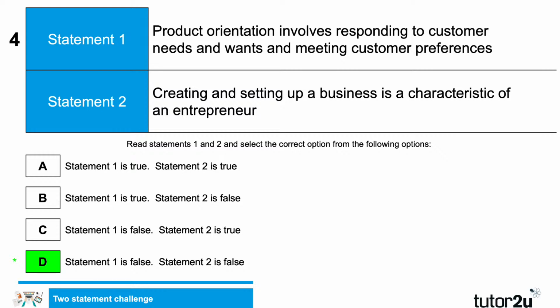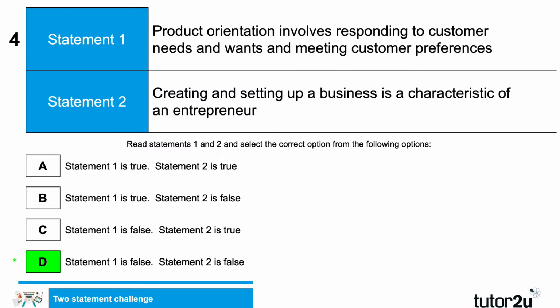That is market orientation. Now, the second statement, you need to be really, really careful with this. So, creating and setting up a business is not a characteristic of an entrepreneur, it's a role of an entrepreneur. Now, the Edexcel specification makes a big distinction between the roles of an entrepreneur and the characteristics of an entrepreneur. Now, in paper 3 in 2017, there was a question on entrepreneurial roles. And if students started talking about characteristics such as hardworking, initiative, being resilient, then that wasn't accepted because they are characteristics of an entrepreneur, not a role of an entrepreneur. So make sure you understand the difference between the roles of an entrepreneur and the characteristics of an entrepreneur.